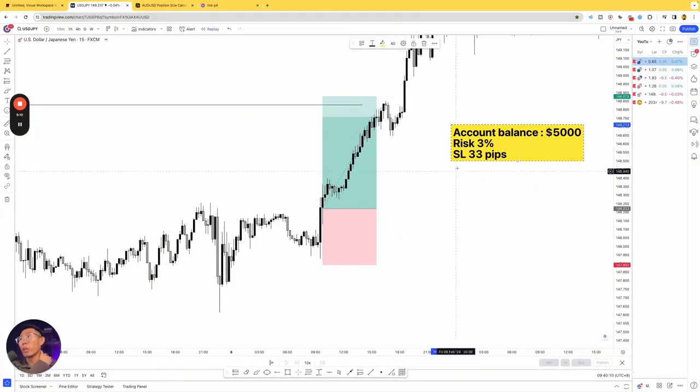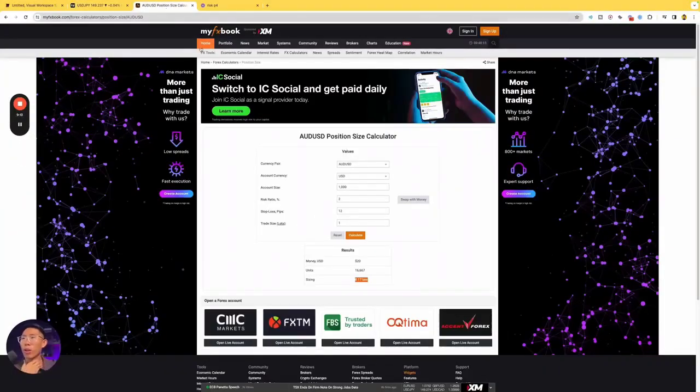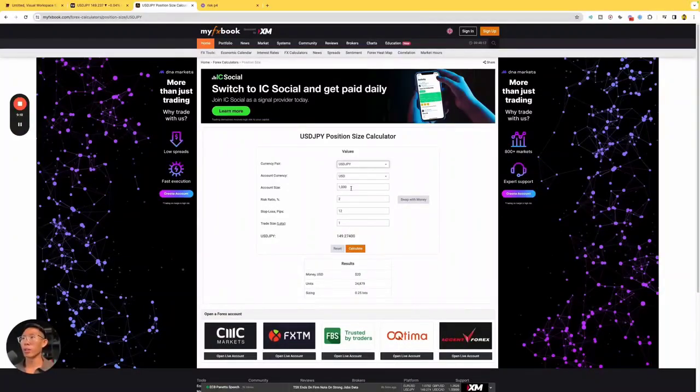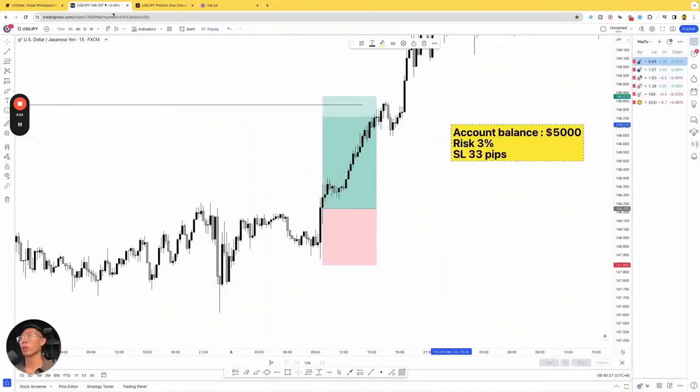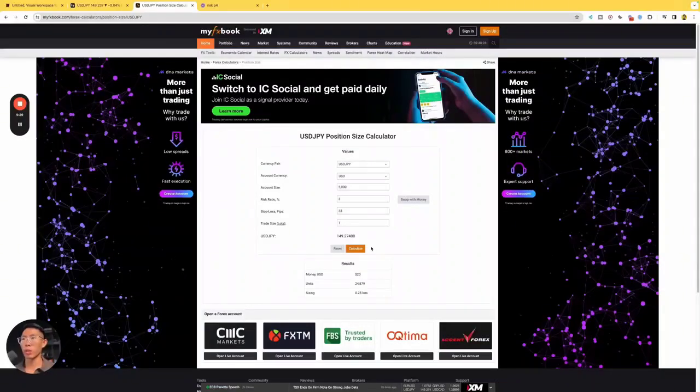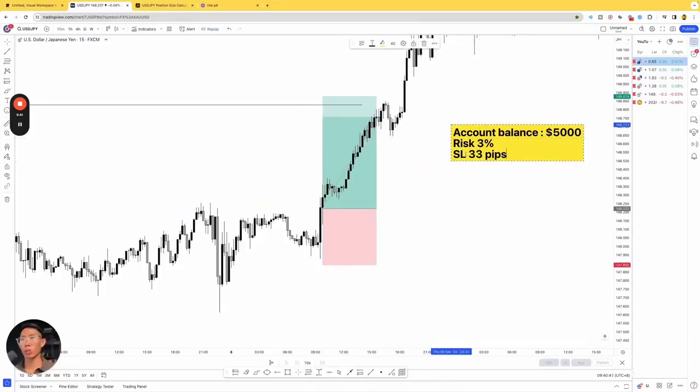Now, this is literally all the information you need. Once you get all this information, just go to the position size calculator and choose the currency pair, which in this case is USD JPY. And then account size is $5,000 this time. And the risk is 3%, right? Just 3% right here. And then the stop loss is 33 pips. And just press calculate. 0.68. This is the lot size you should be using for this trade. So we'll go on to MetaTrader 4 and actually input the lot size as 0.68. As simple as that, right?